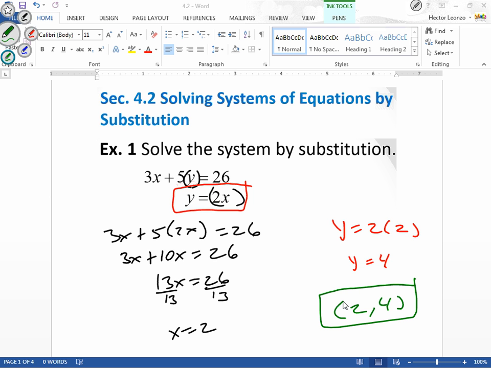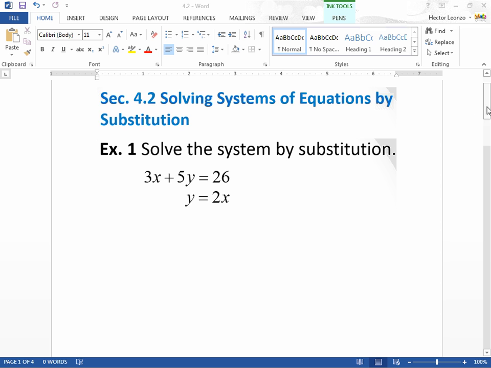So remember 4.1, we learn how to graph. We will graph my lines and then write where they intersect. That was the solution. Now here, we're going to solve it algebraically. My solution is 2, 4. Okay, let's take a look at another example.